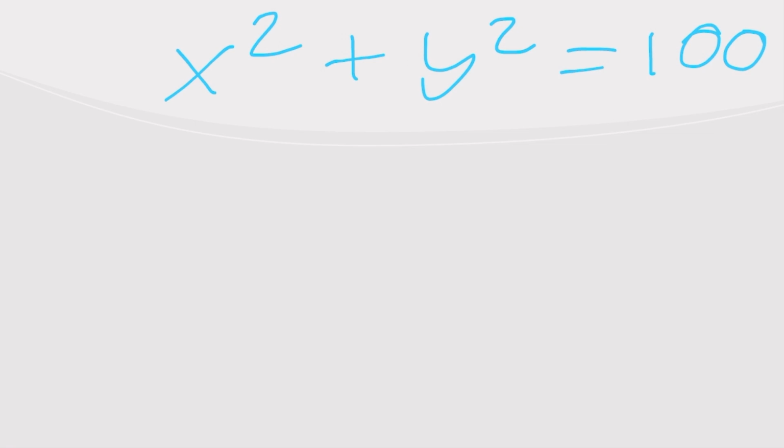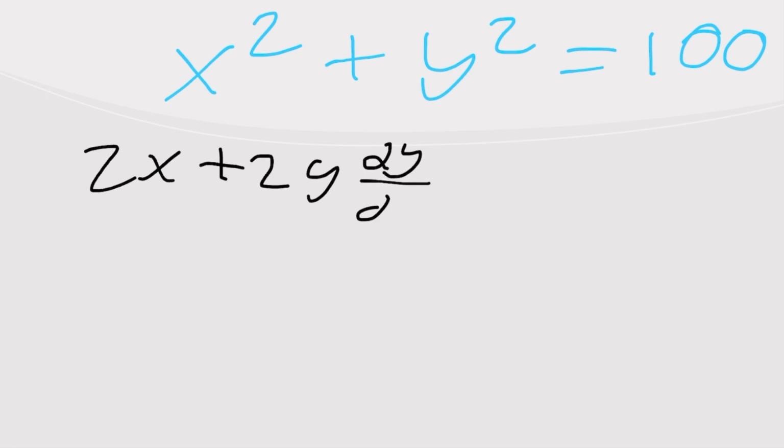For our first example, we have x squared plus y squared equals 100. So for the first step to find the implicit derivative of the equation, we must differentiate it. This gives us 2x plus 2y dy over dx equals 0.